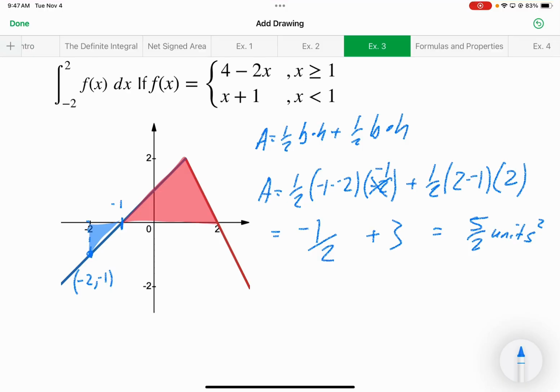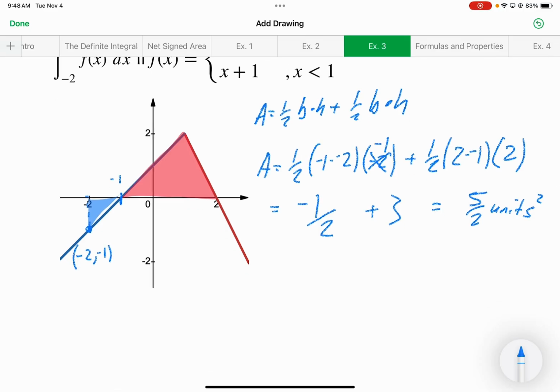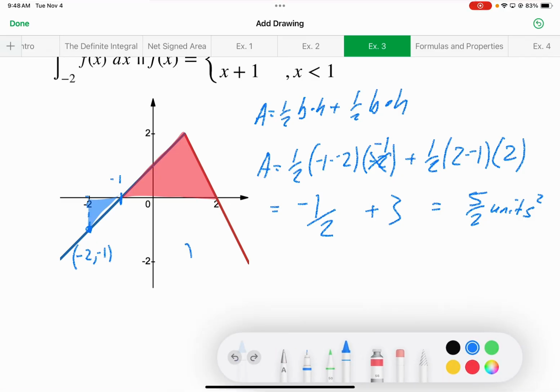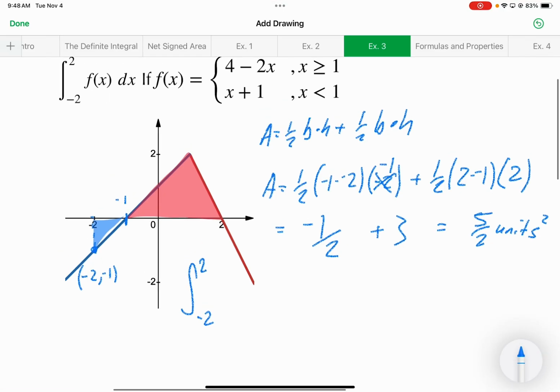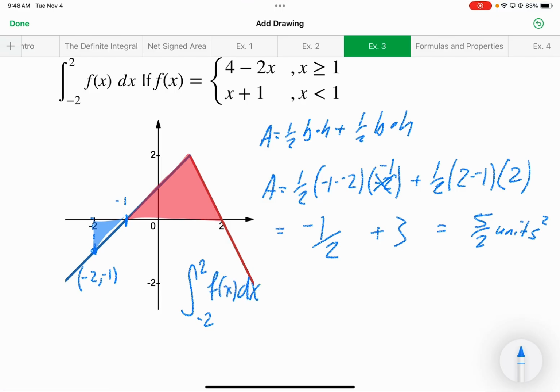I want you to notice something, though. Essentially, we broke this area into 2 separate areas, and then we added each one of them together. So using integral notation, the integral from negative 2 to 2 of f of x dx is equal to the integral from negative 2 to negative 1 of f of x dx plus the integral from negative 1 to 2 of f of x dx. Do you see that? Those individual integrals just represent the area of each one of those triangles that I just found.